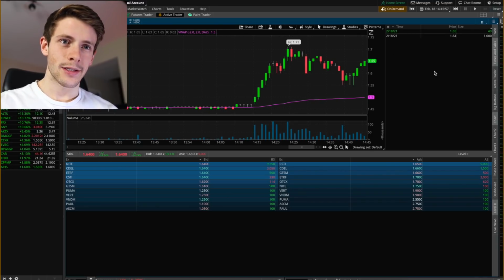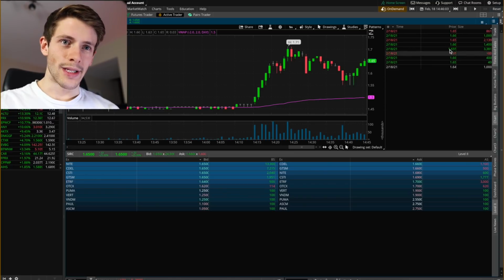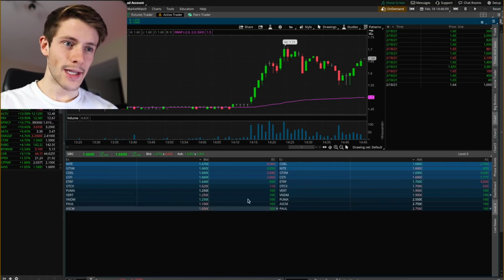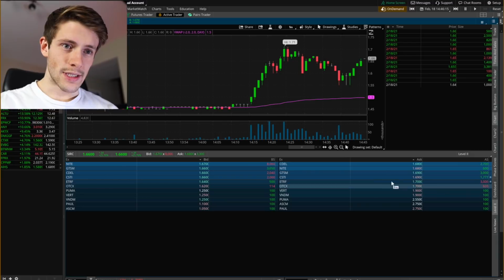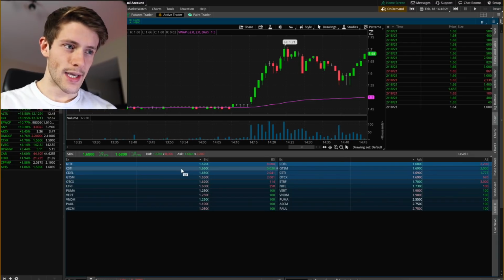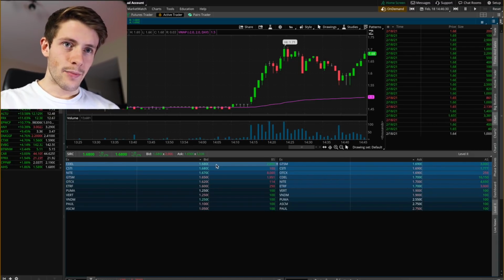So again, this is the time and sales, and these are the prints. This is anything that actually comes through, and you can see the level 2 here. And this looks pretty normal for a stock that's in this price range. We can see here the bidders, and again, people are looking to buy.